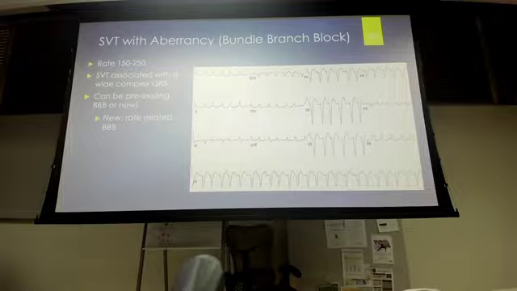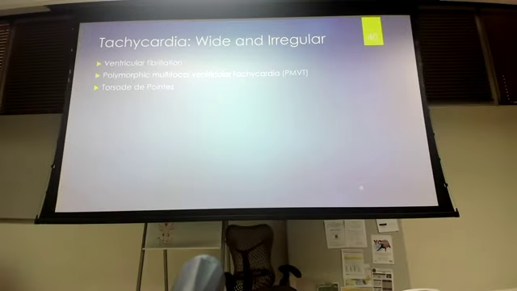Now, SVT with aberrancy, this is what we're talking about. We've got the SVT, we've got that widened QRS. Okay, we can see a little wide QRS here, but that wide QRS in the setting of a regular R to R is usually associated with a bundle branch block. So that's wide and regular.